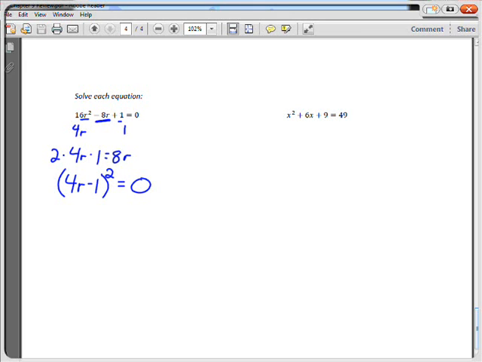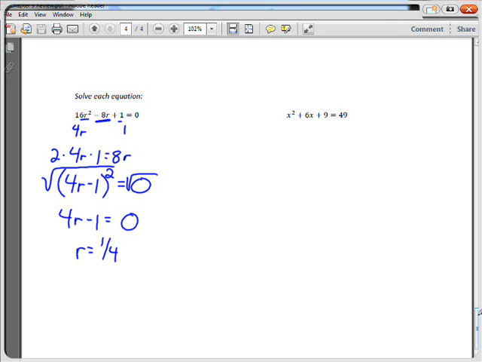And in this section, we learned that we can take the square root of a perfect square and be left with just 4r minus 1 is equal to the square root of 0, which is 0. And then I add 1 to both sides and divide by 4. I'll get r is equal to 1/4.